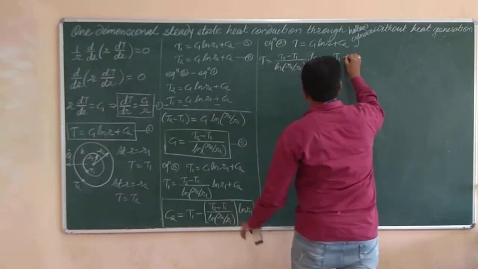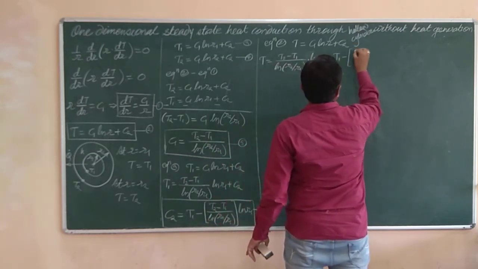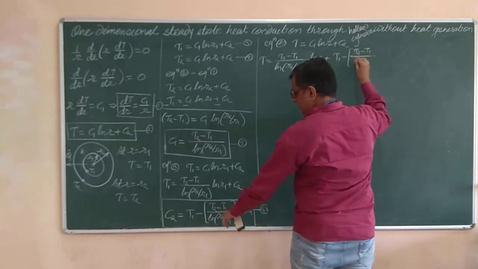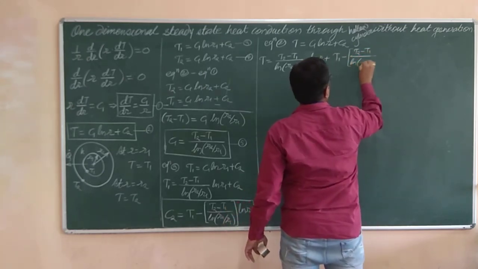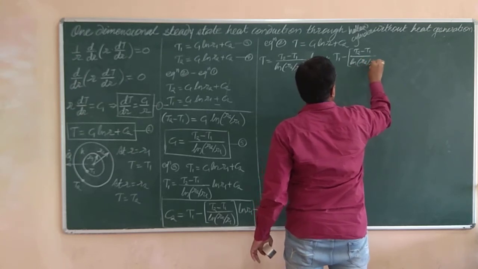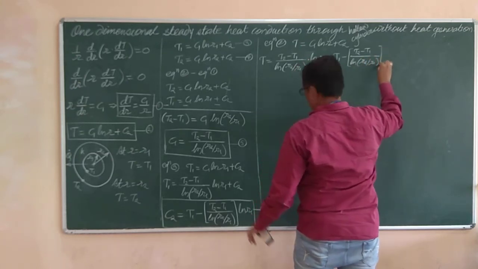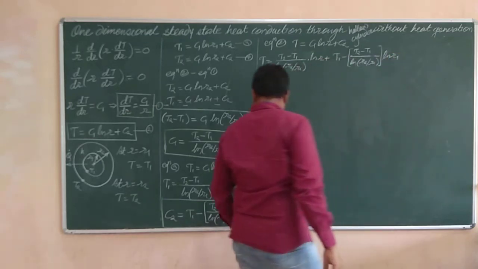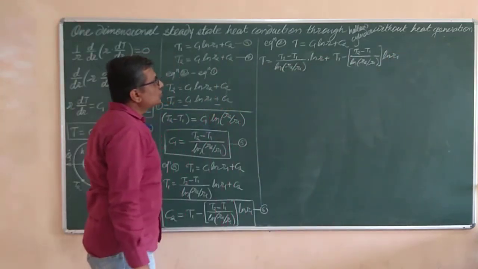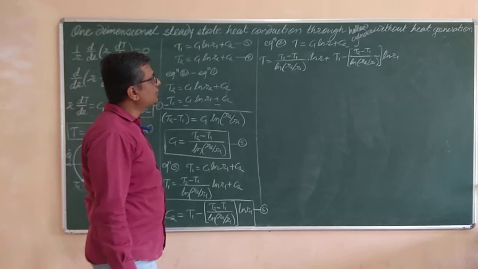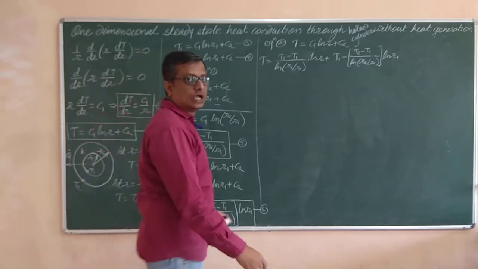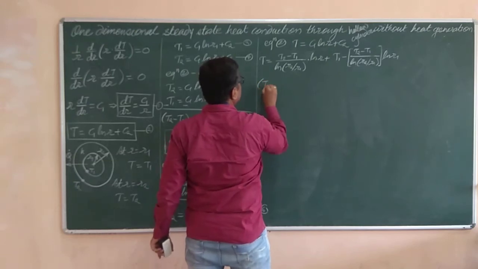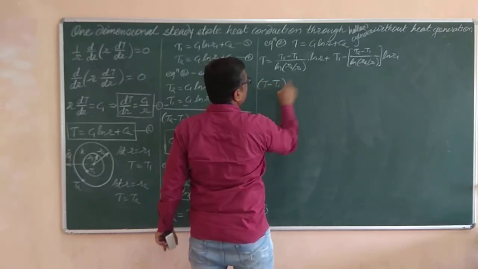minus, this is T2 minus T1 divided by the natural log of R2 by R1 as it is, into the natural log of R1 alone, right? So let us simplify this. How will you simplify this? I will prefer to take this T1 over to this side. So on the left hand side I will have T minus T1.